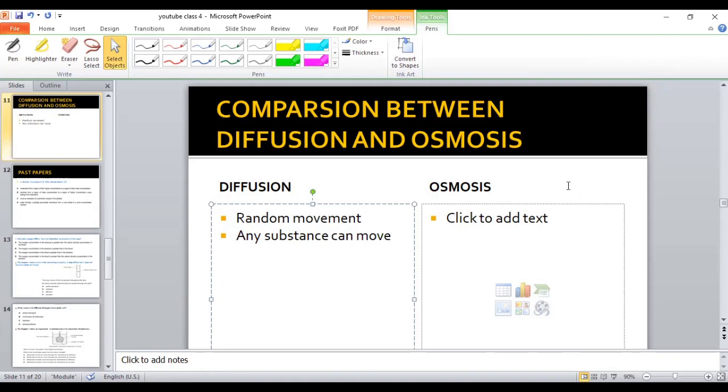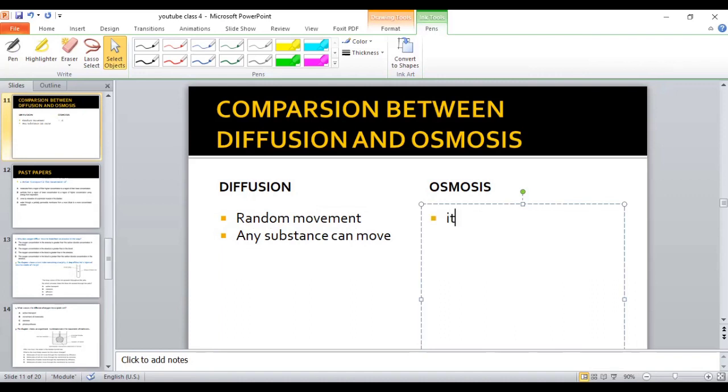But in osmosis, there is not a random movement. It is only the movement of water. Only movement of water from high to low concentration. And here we are using water potential. It's only movement of water, from high water potential to low water potential.